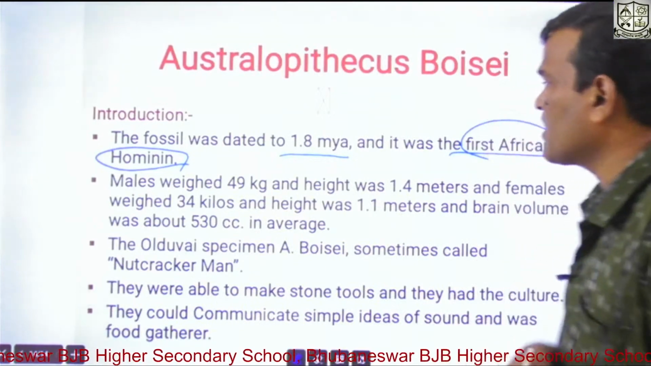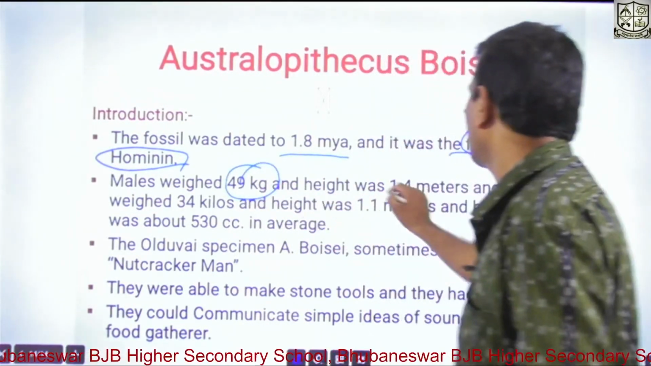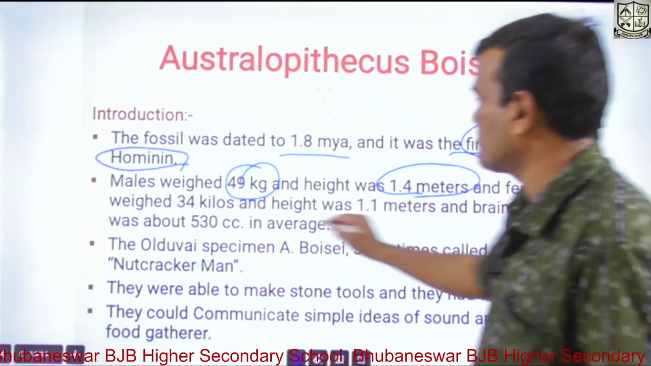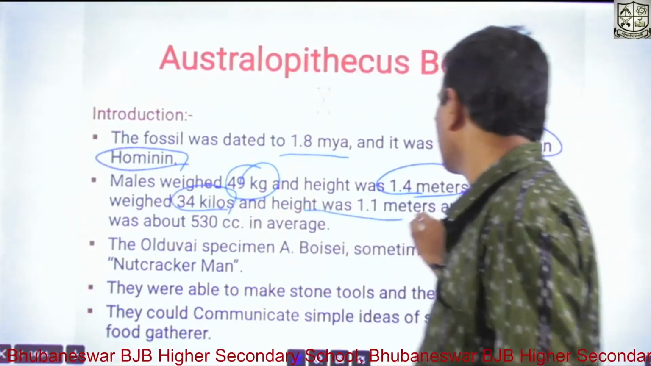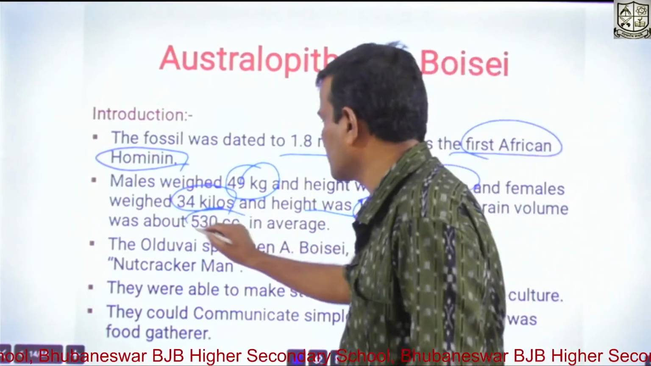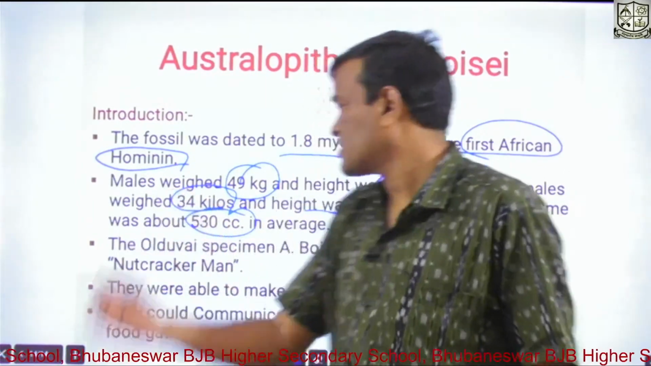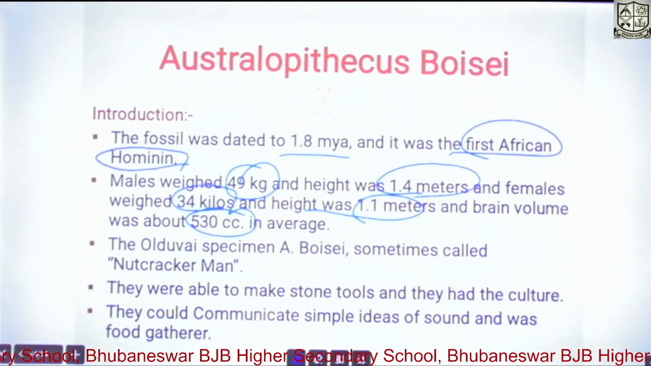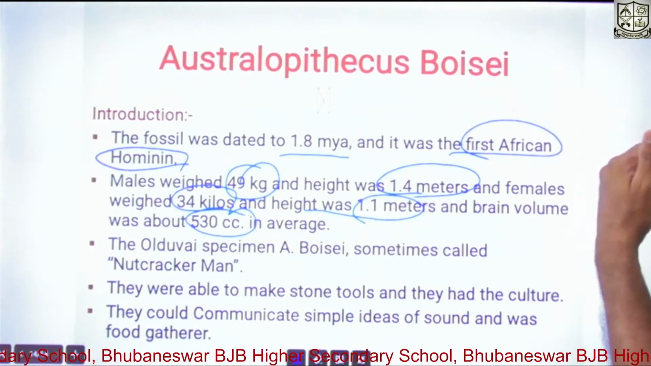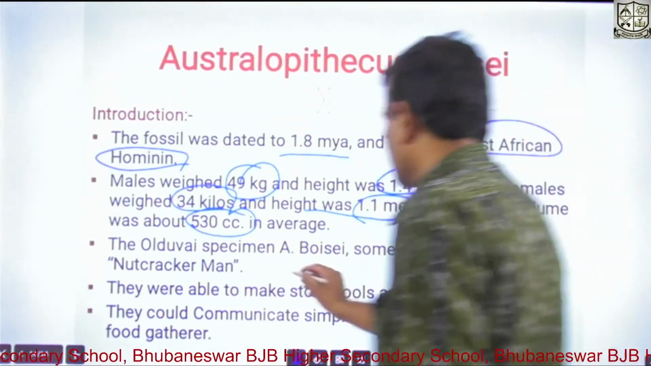The male generally weighed about 49 kg and the height was 1.4 meters, and the female weighed 34 kg and the height was 1.1 meters. The brain volume is about 530 cc on average. The old specimen, Australopithecus boisei, is sometimes called nutcracker man. It is very important.